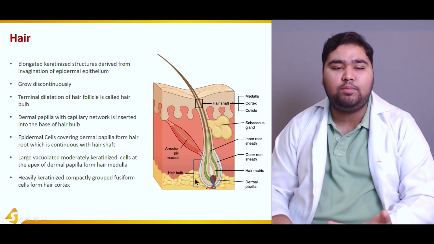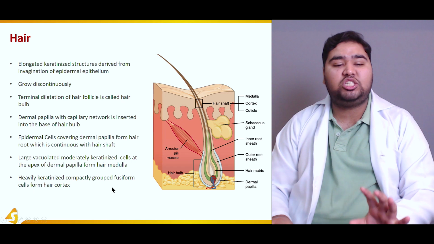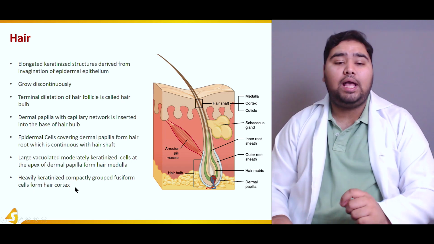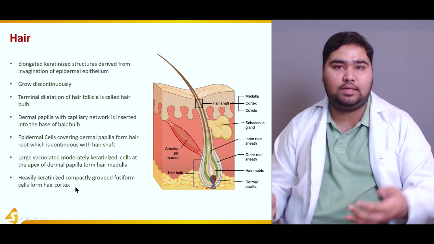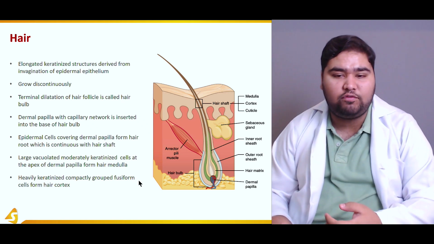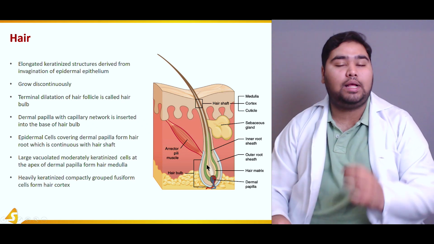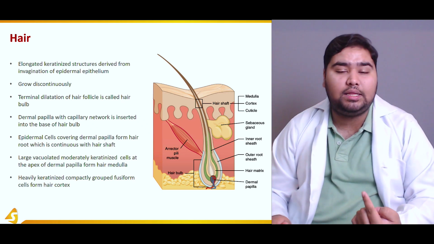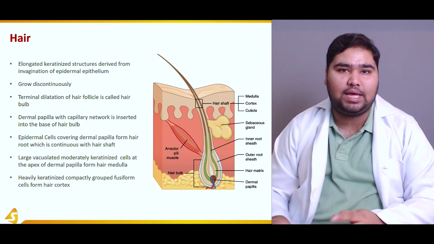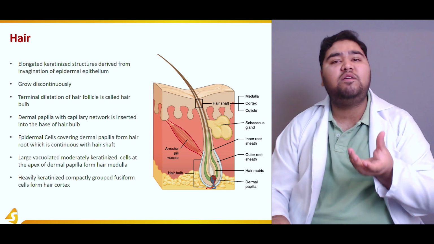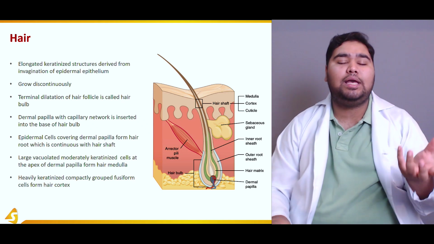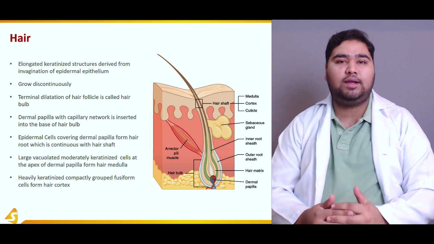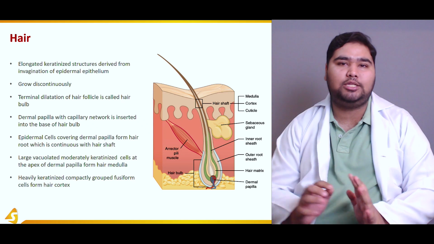From this medulla we move to the hair cortex, which is heavily keratinized, composed of cells which are heavily keratinized, and they form fusiform cells. They are closely packed together and form the hair cortex. Again, hair cortex is heavily keratinized. The hair medulla is moderately keratinized. Hair medulla consists of vacuolated cells and hair cortex consists of fusiform cells. I know it's difficult, I know it's a mouthful, but try to bear with me.